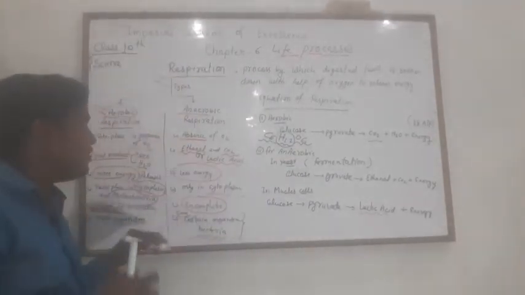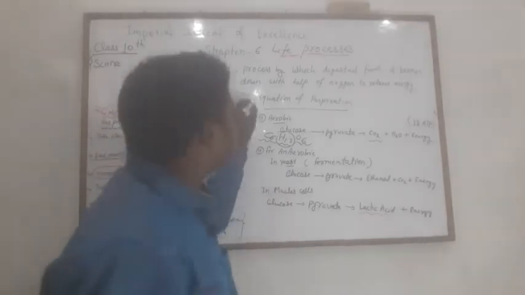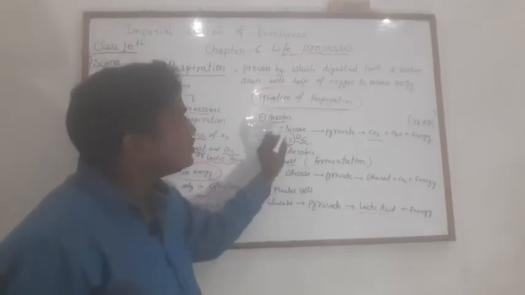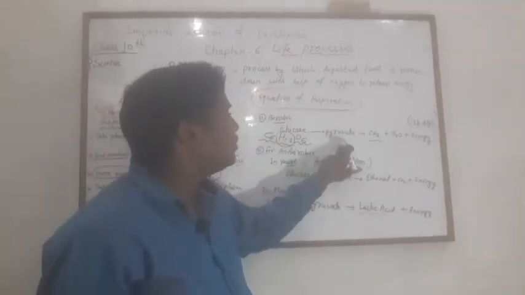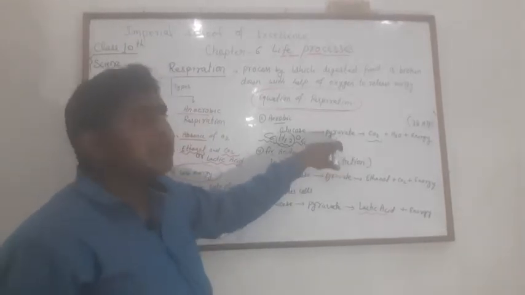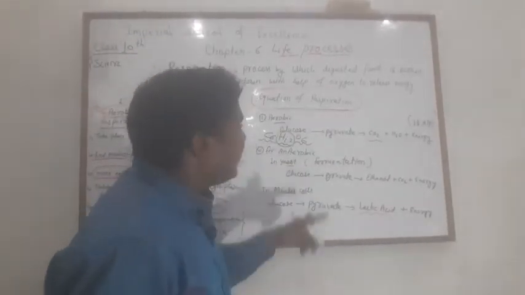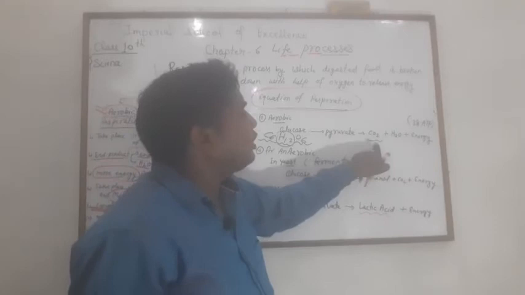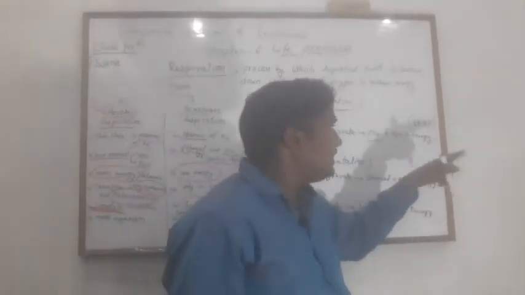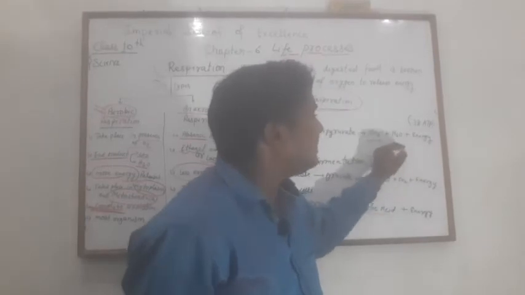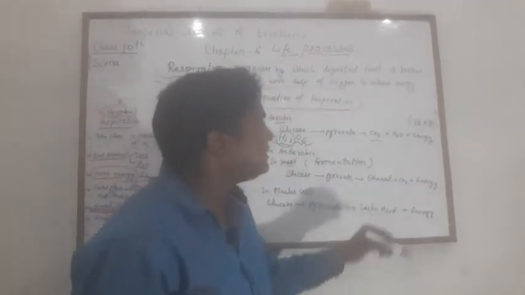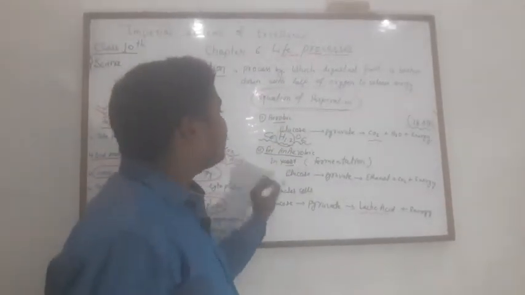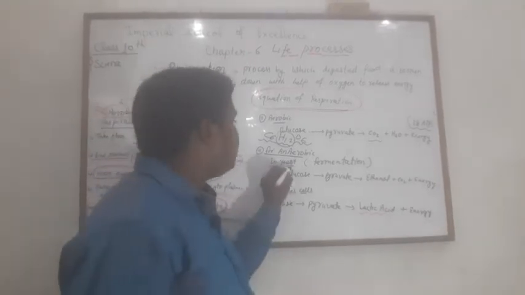Okay, so see the equation of respiration. Okay dear students, see the equation of respiration. For aerobic respiration, this glucose will get converted into pyruvate, and this pyruvate will get oxygen and get oxidized into CO2 and H2O, plus energy. So how much energy is released? This energy released is 38 ATP.